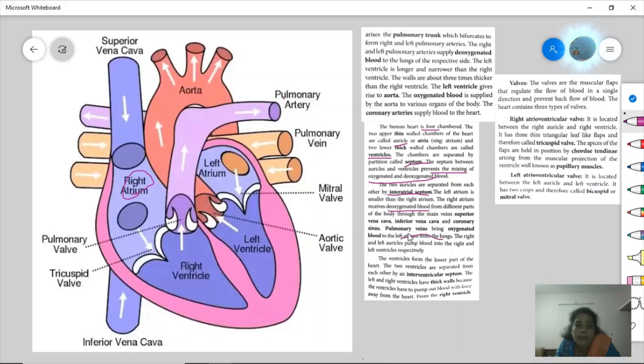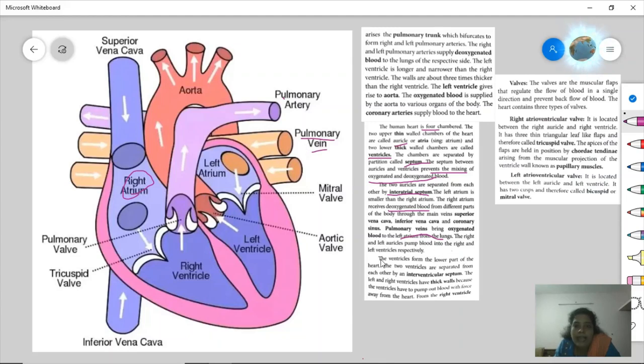Next, pulmonary veins bring oxygenated blood to the left atrium from the lungs. Only the pulmonary vein does this. This pulmonary vein receives oxygenated blood from the lungs. The right atrium receives deoxygenated blood, except the pulmonary vein.